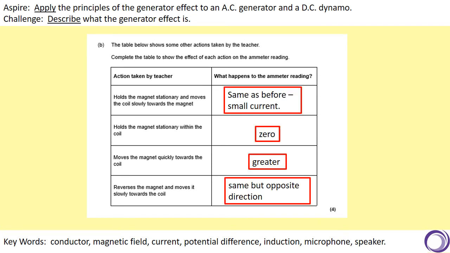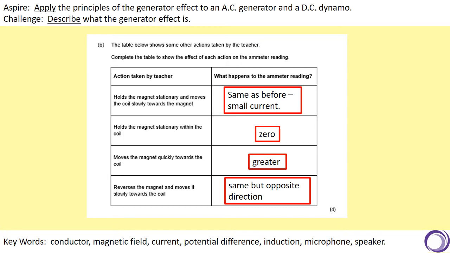The second statement down is the easiest. If you've got your magnet stationary within the coil, you've got no movement, so you'll get nothing, no reading on the ammeter. The top one then holds the magnet stationary and moves the coil slowly towards the magnet, so we get a small current flow in there, so your ammeter would show a small reading.